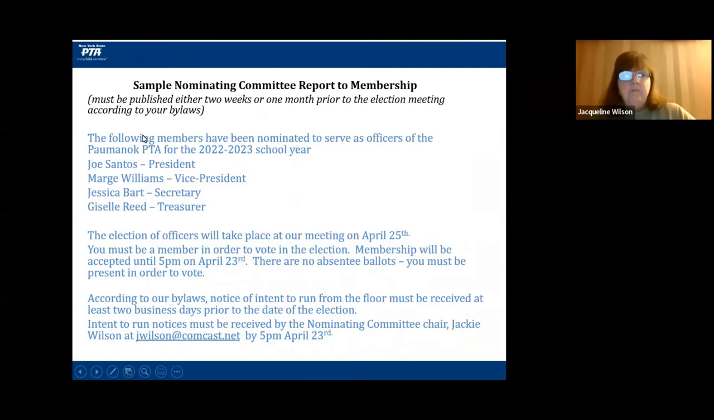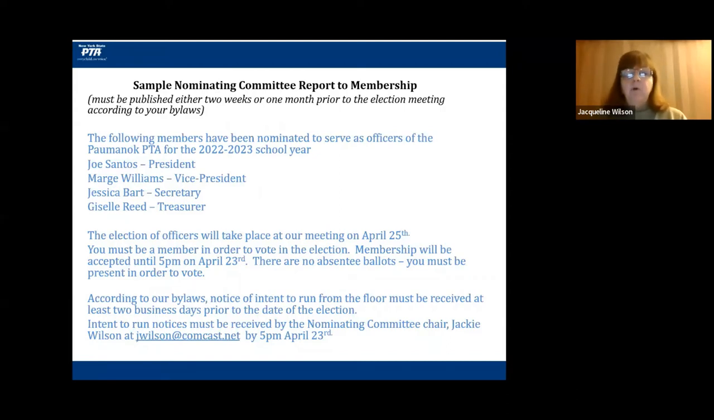So you list the names of the members who have been nominated for the 2022-23 school year, name of the president, vice president, secretary, treasurer, whatever the offices are that you have. Along with that, then you will also put information on the election meeting. And here it says the election of officers will take place on our meeting on April 25th. Again, month of April was the election meeting.